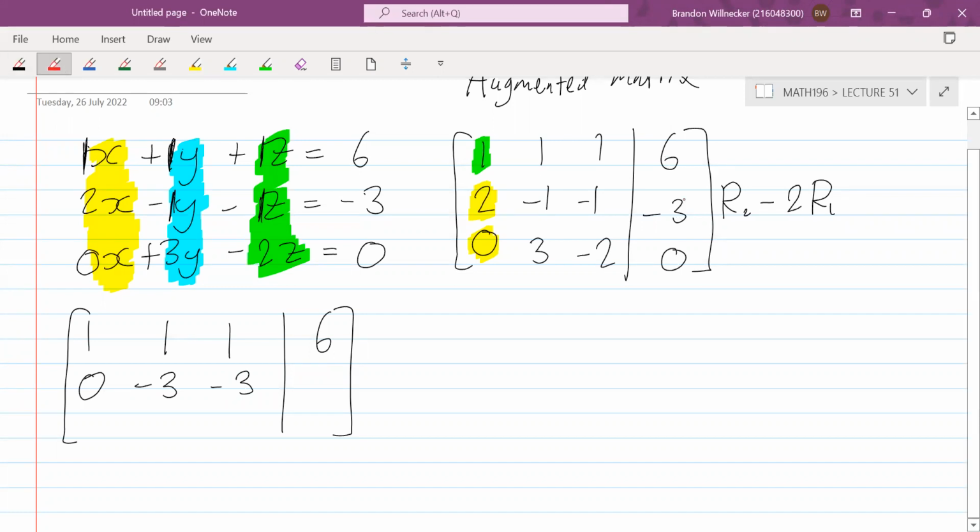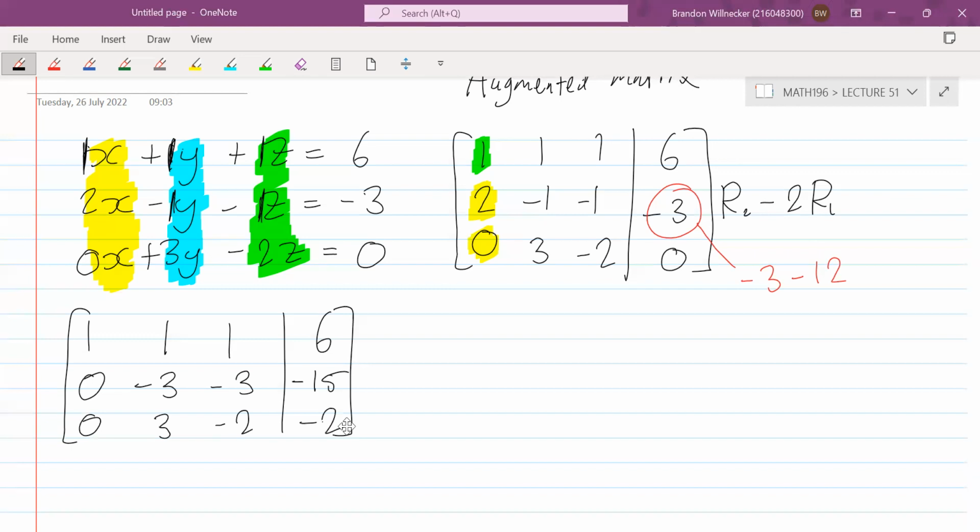So we're going to have minus 3 minus 12. Okay, because it's minus 2 row 1. So that's going to be minus 15. Okay, and then the last row, it already has the 0 there, so we just leave it alone. Okay, and we are now done with the first column. So you can put a little tick there. We're done with the first column because we've got 1, 0, 0. As soon as it looks like that, we're done.